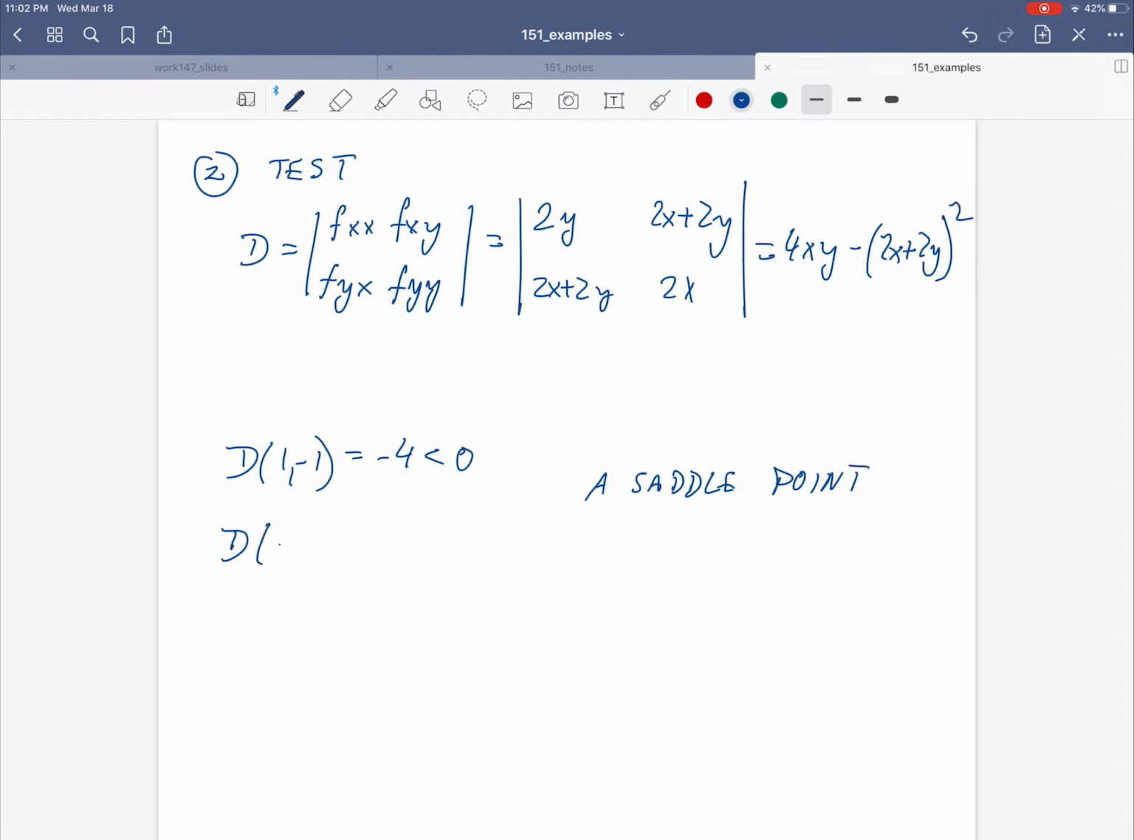And when we plug in x equal to minus 1, y equal to 1, that's our second critical point. As it happens, we get again the value of the discriminant minus 4, that's negative, so we have another saddle point. We are done because we tested all the critical points. So the answer is that this function has two saddle points, one at (1, minus 1), one at (minus 1, 1), and no other, so no local minima or maxima.